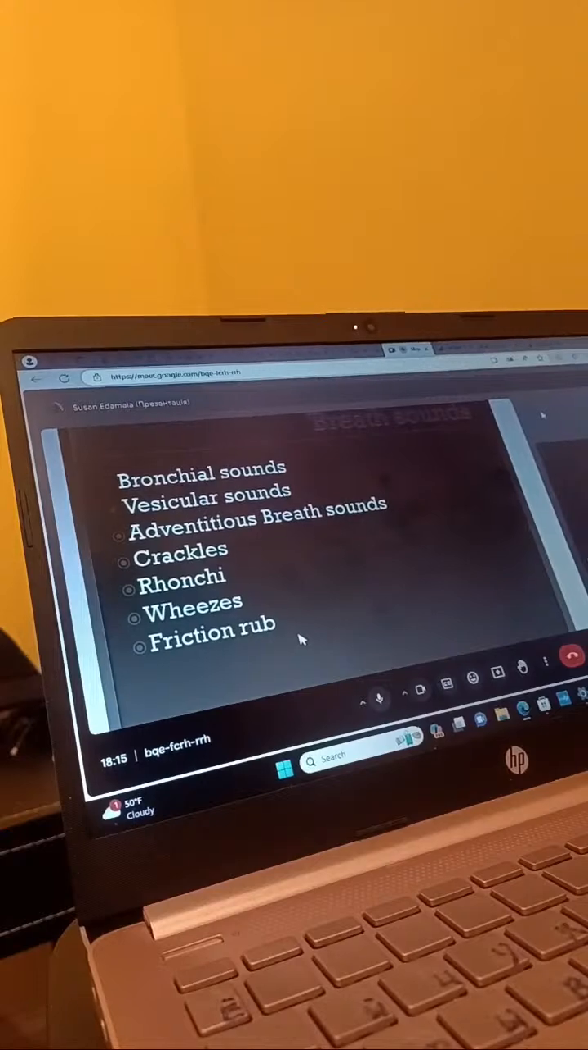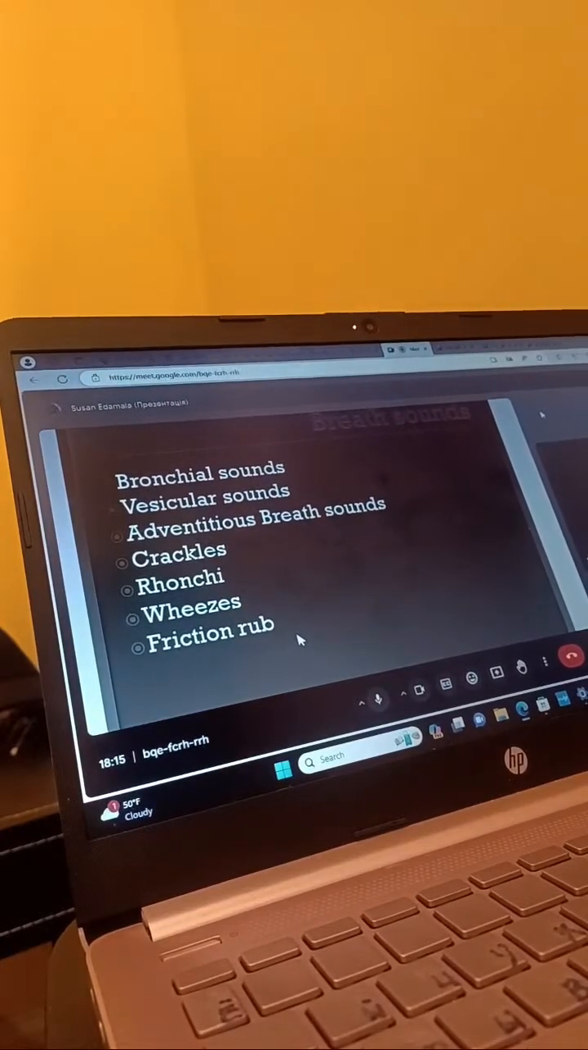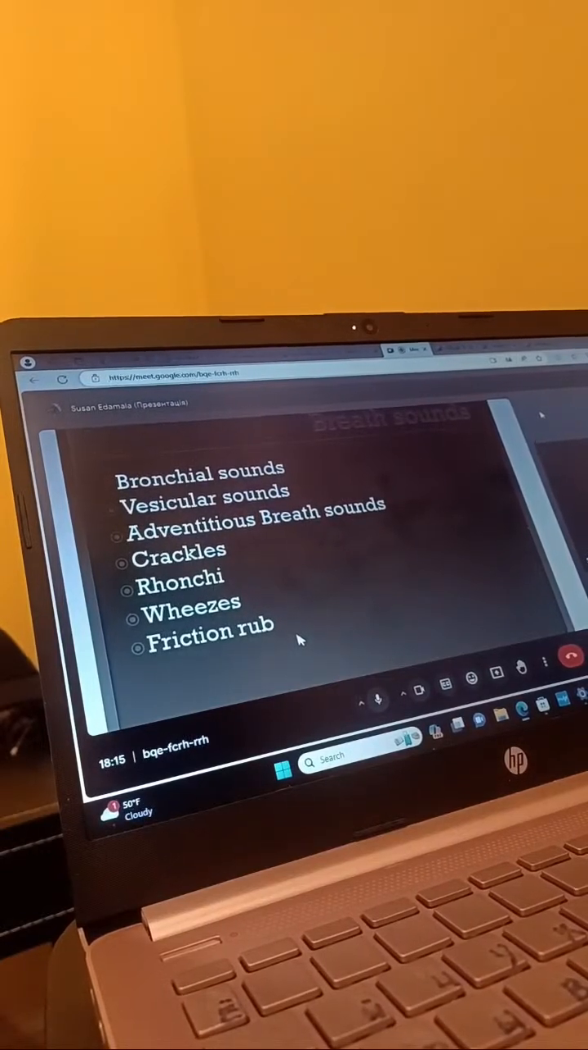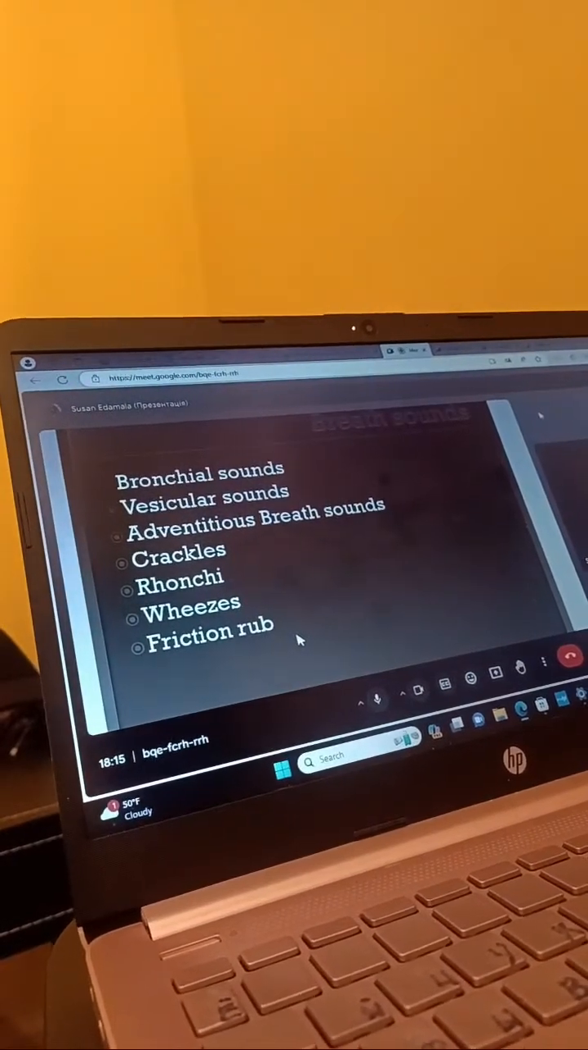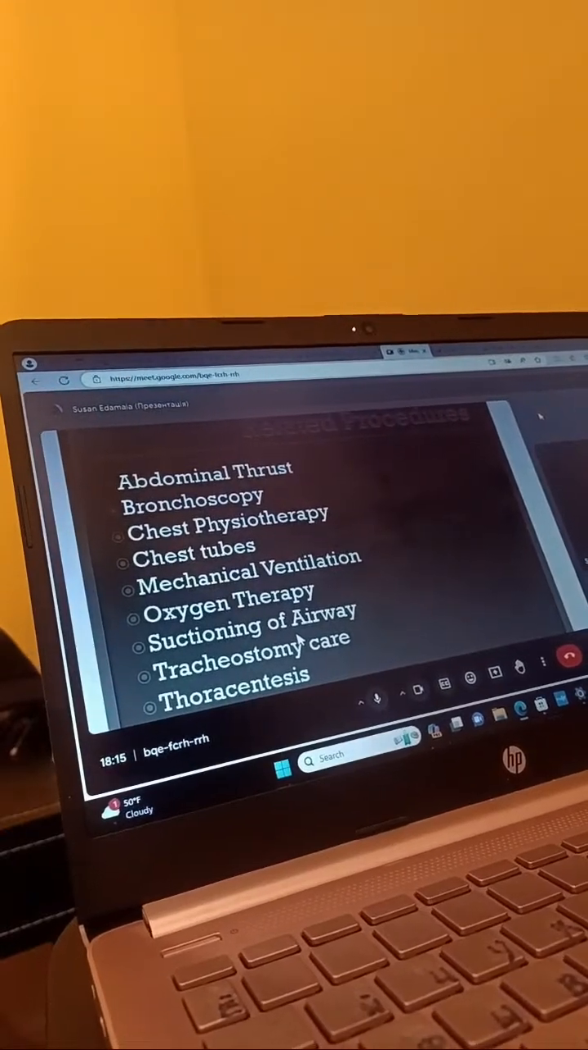And friction rub is when there is something called pleurisy, when the two membranes of the pleura are rubbing against each other, then you can hear a rubbing sound, and that's the friction rub. Now, what are the procedures related to the respiratory system?